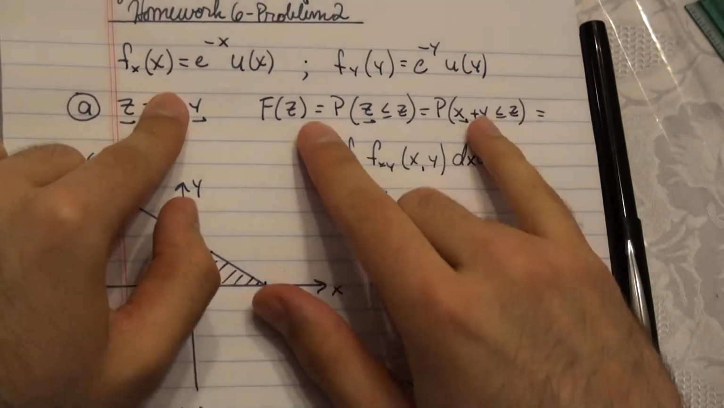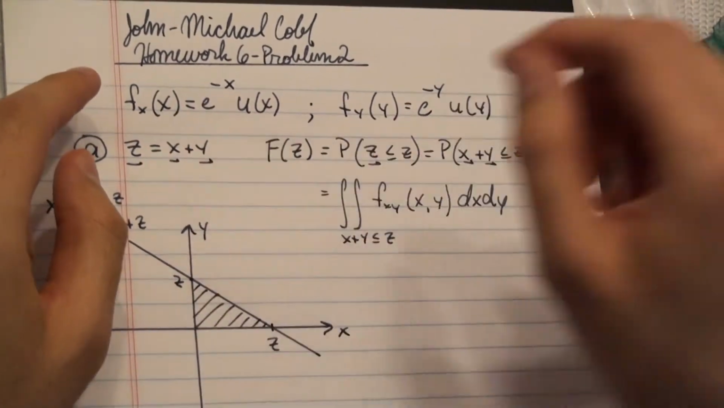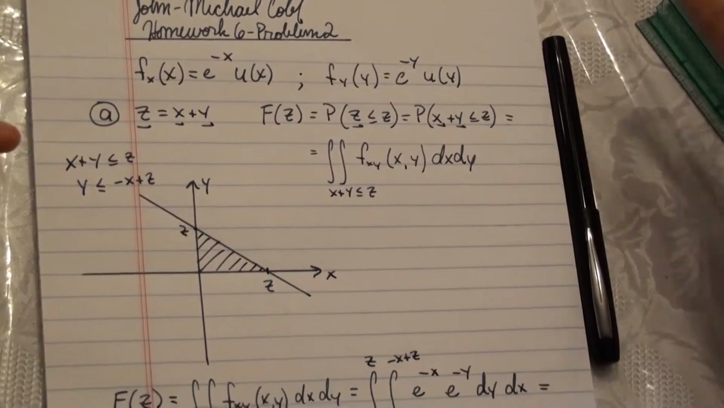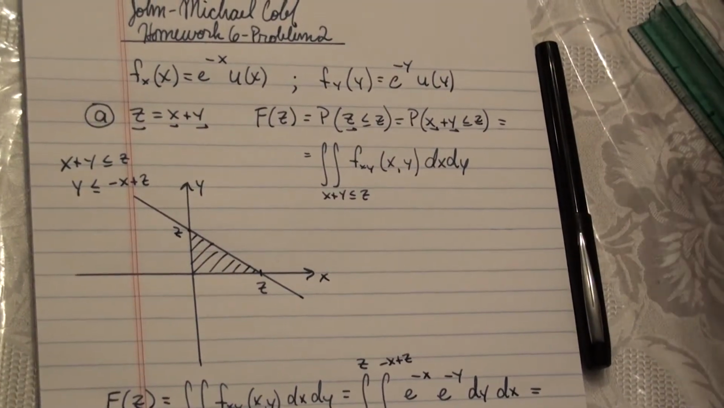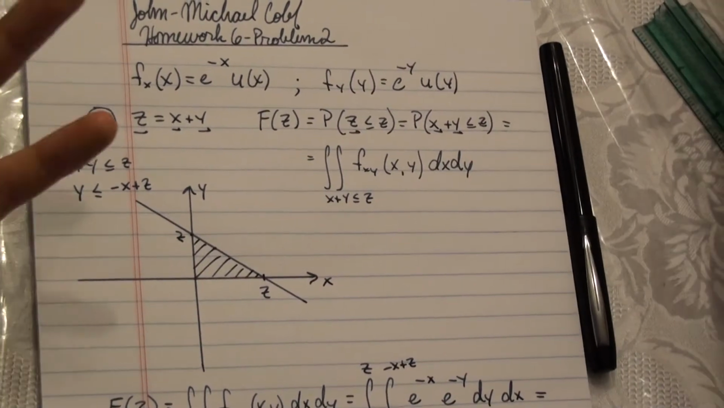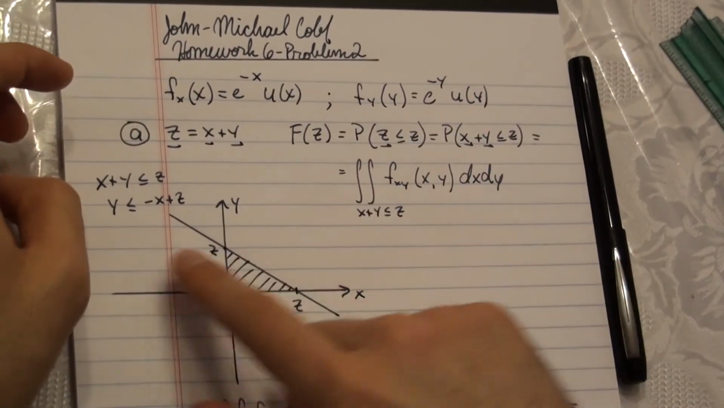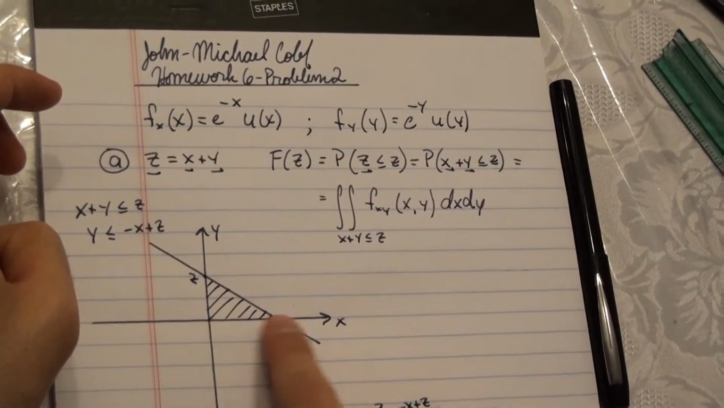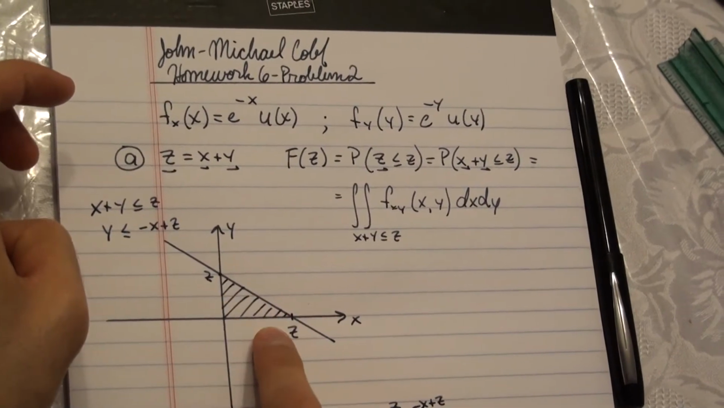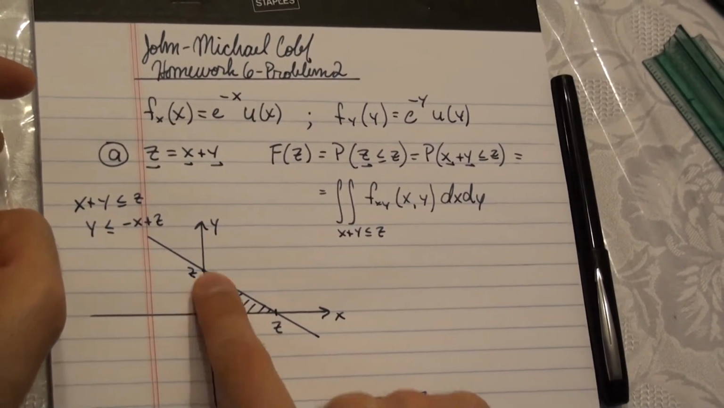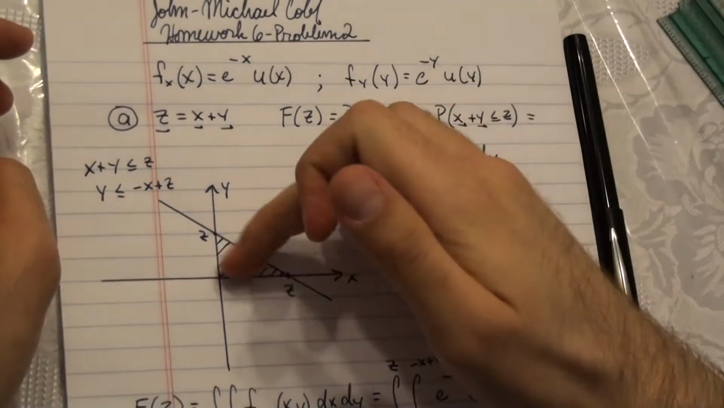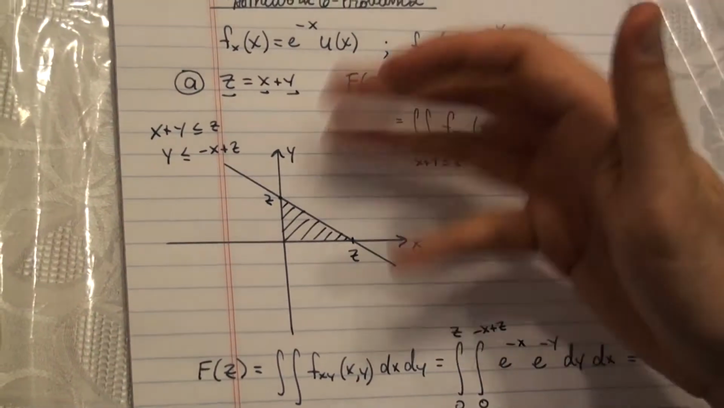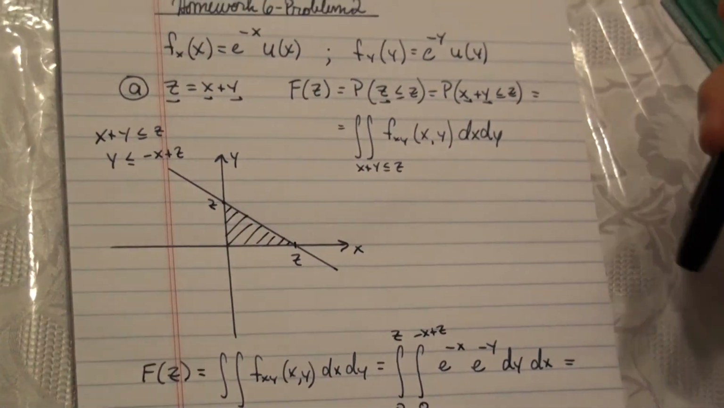Now, because the PDFs over here are multiplied by the step function, that means the x random variable and the y random variable cannot be less than 0. They're always going to be greater than or equal to 0. So that's why we're only concerned with y less than or equal to minus x plus z in the positive quadrant, where x is greater than or equal to 0 and y is greater than or equal to 0. That's why I only care about this shaded area, because x can never be negative and y can never be negative because of the original function.